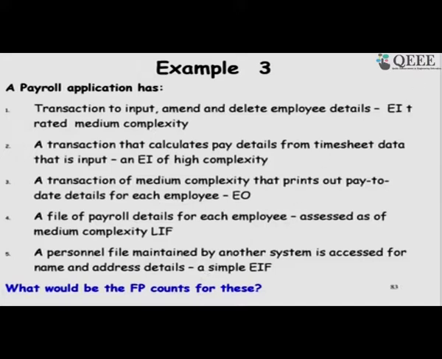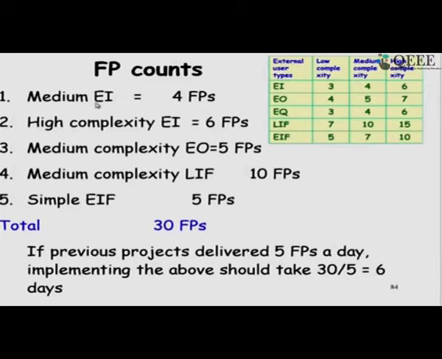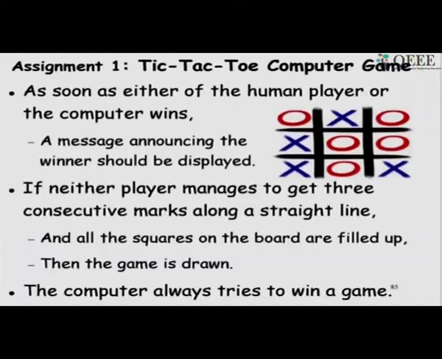So, then what will be the function point count for this? We find that the medium complexity external input is 4, high complexity is 6, medium complexity external output is 5, medium complexity logical interface file, that is 10, and then simple inquiry, that is 5, simple external interface file is 5. So, then totally we compute 30 function points, and based on that we can compute other parameters.